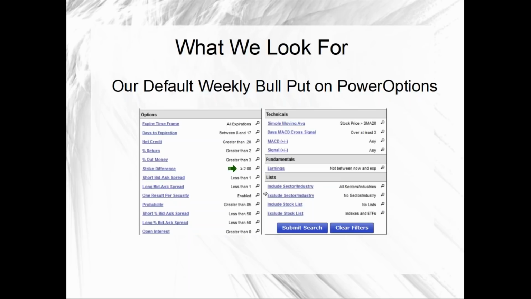This is our default bull put weekly search on power options, and this is actually what I use in the portion of my portfolio that I allocate to credit spreads if I'm looking at bull put spreads at the time.